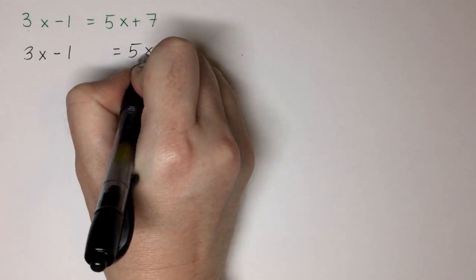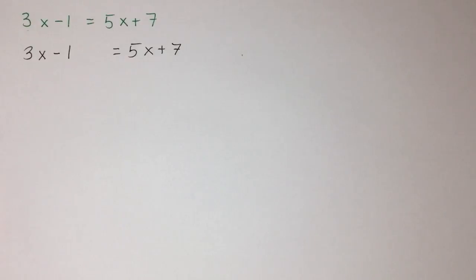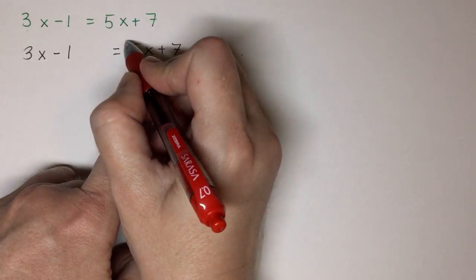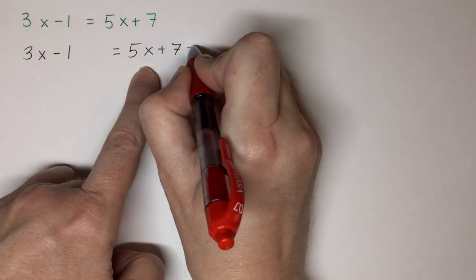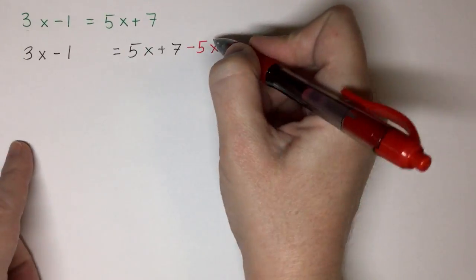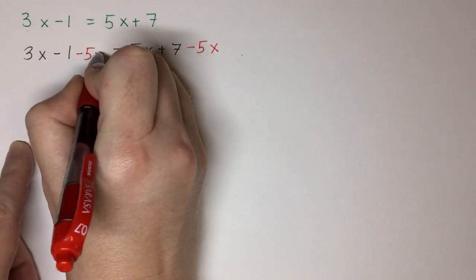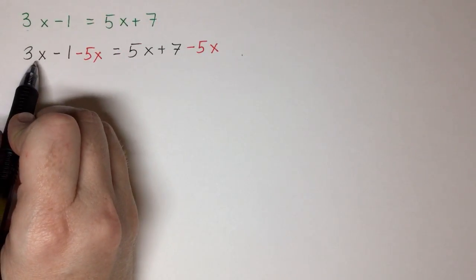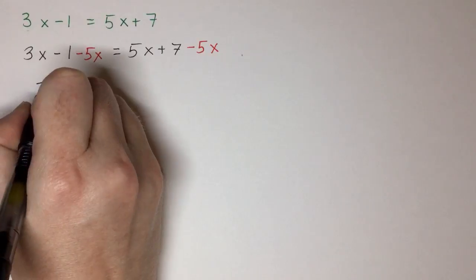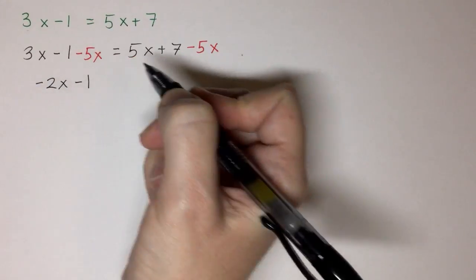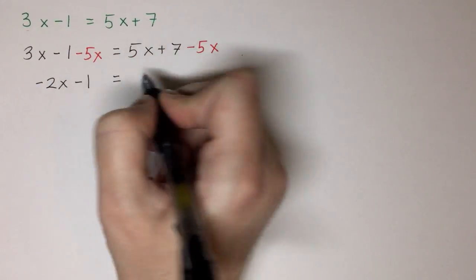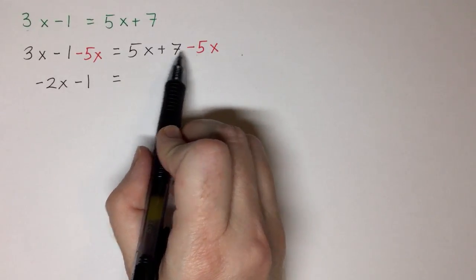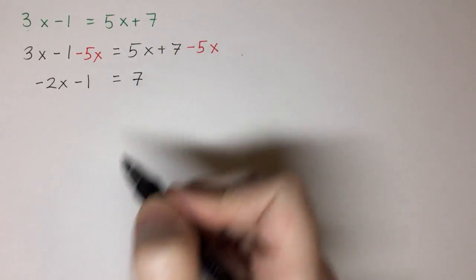3x minus 1 is 5x plus 7. So I want to get rid of this 5x. It is a positive 5x, so to undo addition, I subtract. So I'll subtract 5x on both sides. On the left, 3x minus 5x is negative 2x, and then that minus 1 is still there. On the right, 5x minus 5x is 0, and I'm simply left with the 7.